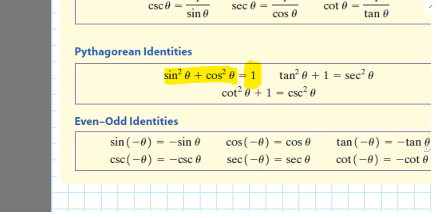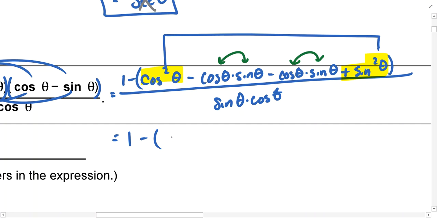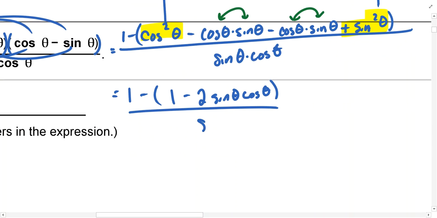So anytime that we see a sine squared plus cosine squared, let's go ahead and rewrite that as the number 1. And so I'll do that now. 1 minus. Now these two combine to make the number 1, so I'll jot that next. And I've got two of the same terms here, so minus cosine sine, minus cosine sine. I'm going to go ahead and reorder those this time as well, so I'll just write this as minus 2 sine cosine. And again, I'm reordering those because the denominator has a sine theta times cosine theta in it as well.